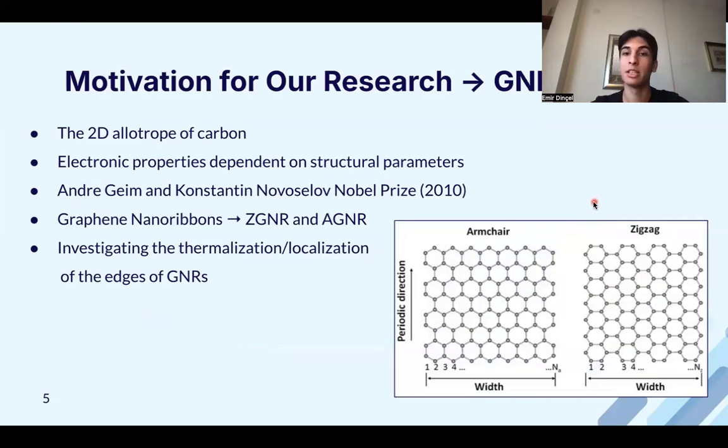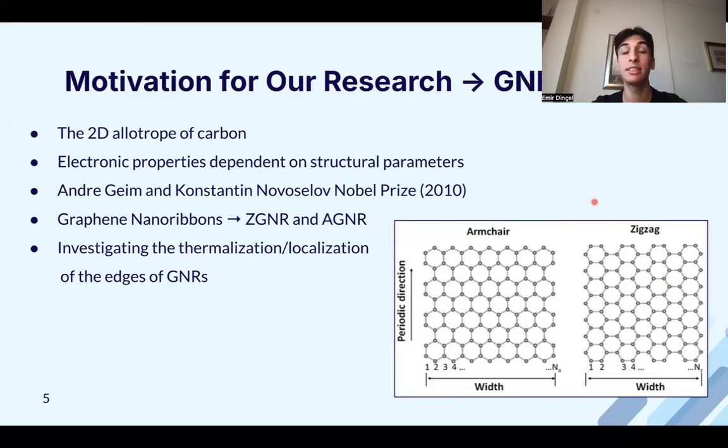Our next motivation was actually to discover more about graphene nanoribbons, which are 2D allotropes of carbon, and their electronic properties depend highly on their structural and physical parameters. In 2010, Andre Geim and Konstantin Novoselov actually won a Nobel Prize in Physics for their research regarding graphene.